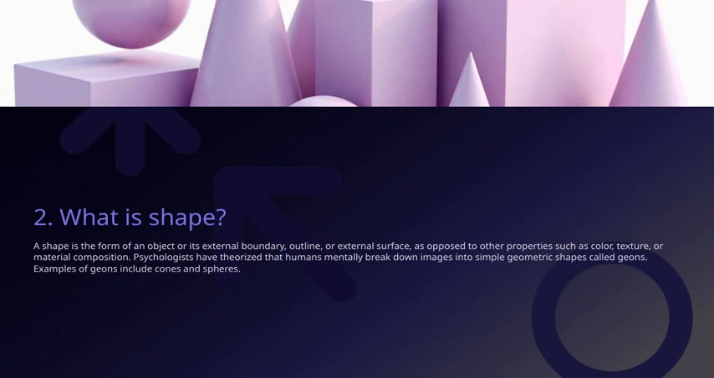They've proposed that our brains tend to break down complex images into simple geometric components called geons. These are the basic building blocks of shapes. Think of cones, spheres, cylinders, simple forms that our minds use to understand more complex objects around us. Understanding shape is fundamental because it connects to how we recognize and interpret the objects we see every day. By grasping the concept of geons, we see how our visual system simplifies the complex world into manageable pieces. This idea ties directly into our overall theme of perception and how we make sense of our visual environment.